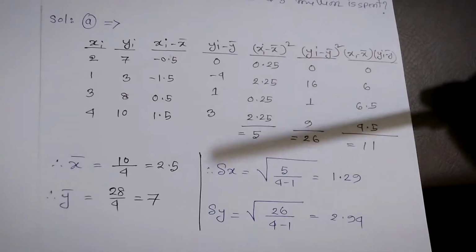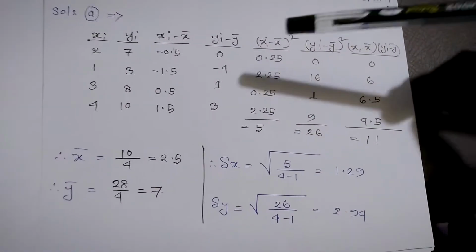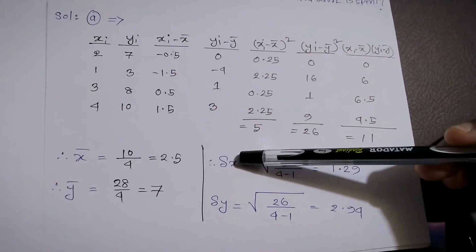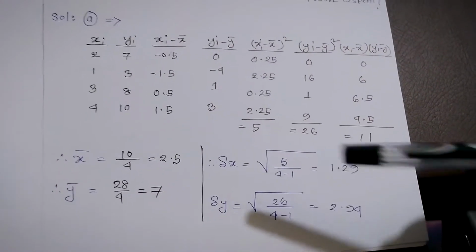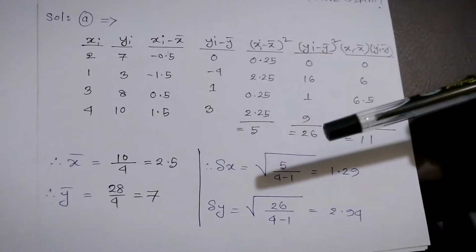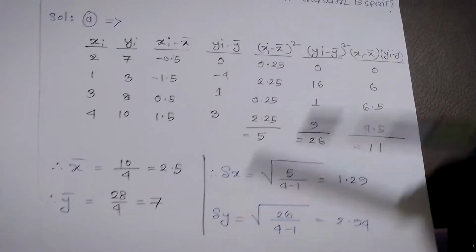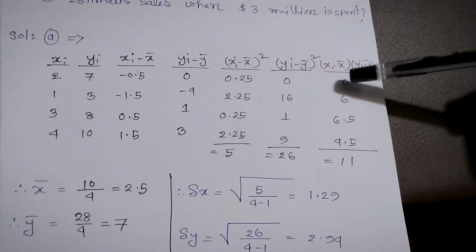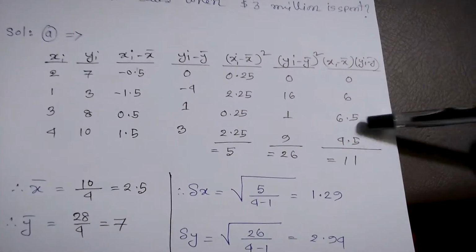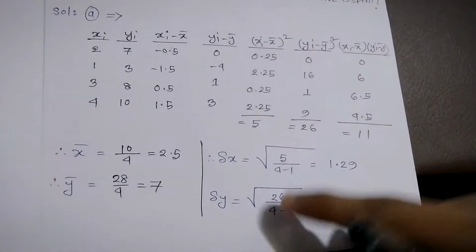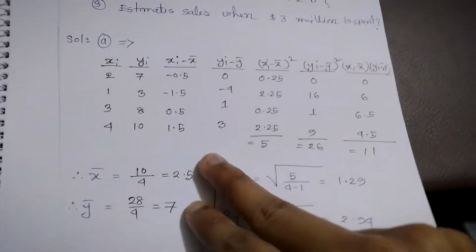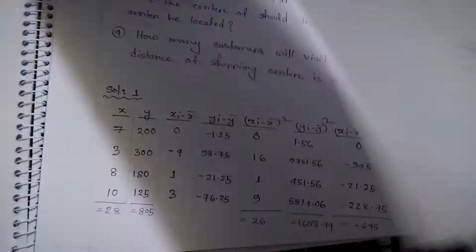Always remember that for the regression equation, you must find the standard deviation of x and the standard deviation of y, because we need to find r. For finding r, we need to know these things, and we also need the summation of xi minus x bar times yi minus y bar. These two values are very important, and you need them in every such problem.